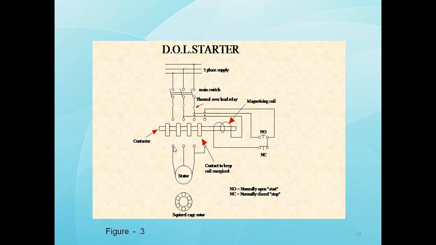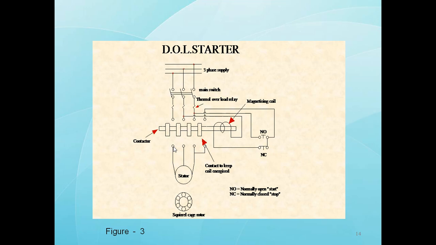The current which is flowing through the coil is disconnected. When the current flowing through the coil is disconnected, then what happened? The coil gets demagnetized. When the coil gets demagnetized, then what happened? It releases the contacts. That means when the off button is pressed, the coil gets demagnetized and the main contacts of the contactor are open and the motor stops.